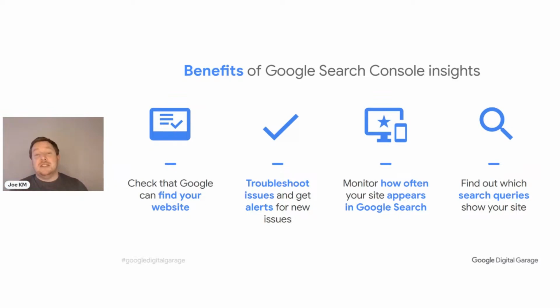So do have a look into this and find out which search queries show for your site. So what have people typed in? How many people have found you because of that? How many people have seen you but not clicked on you? So could it be that you need to improve your metadata on the site?